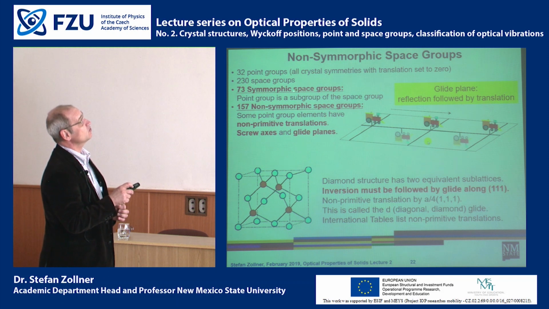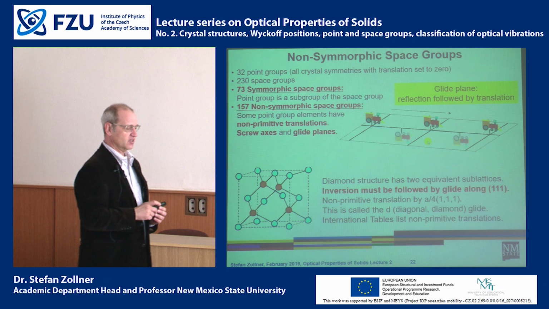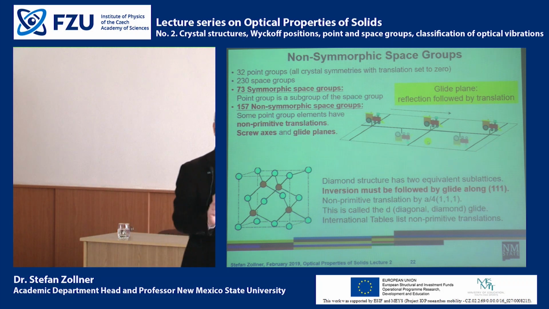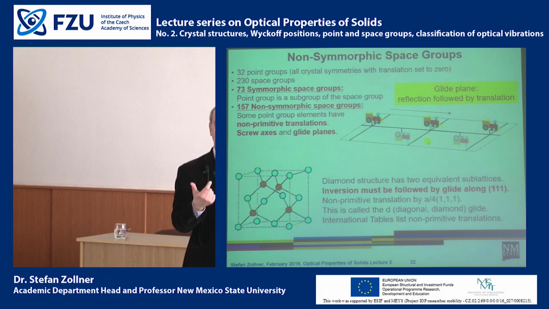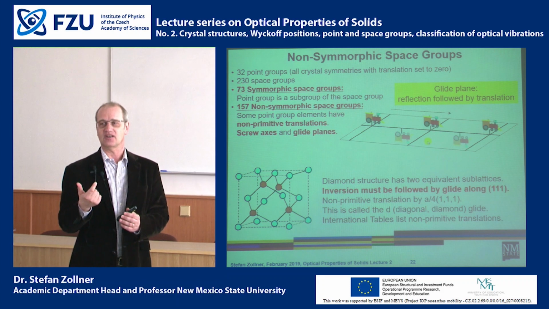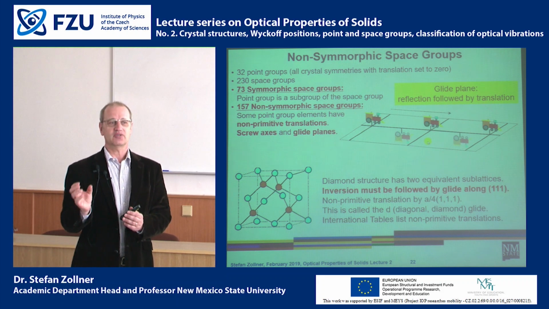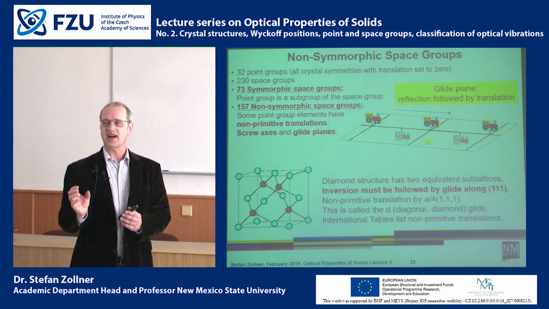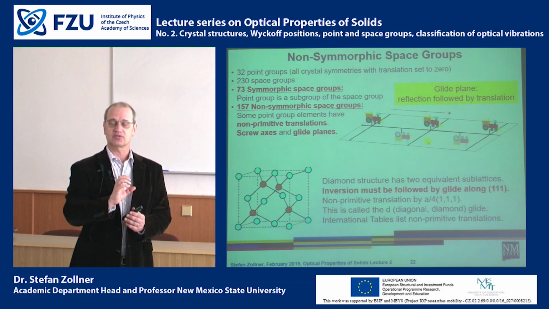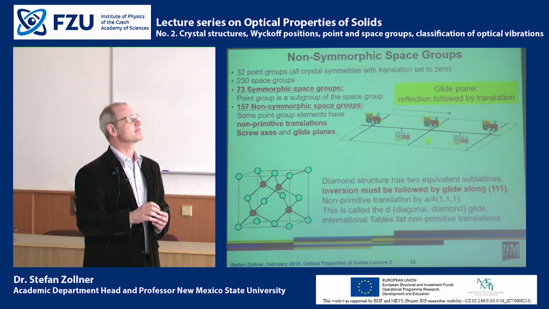73 of the space groups are symmorphic space groups, and that means that the point group is a subgroup of the space group. So what that means is that if I rotate the crystal, I don't have to translate it at all. There's no symmetry elements where I must follow up on the rotation with a translation.